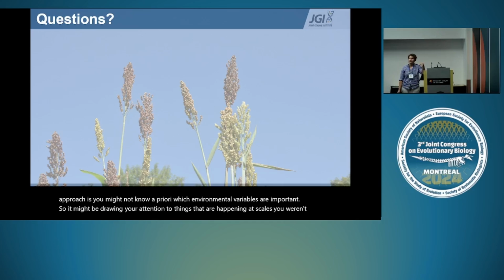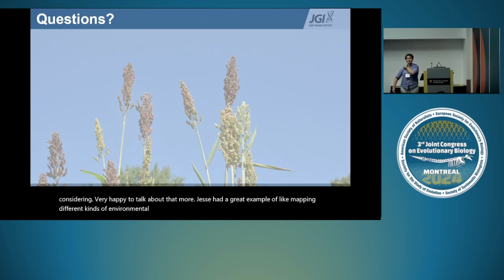Very happy to talk about that more. Jesse had a great example of mapping different kinds of environmental variation onto the continent to point out how different variation is happening in different scales in different places.